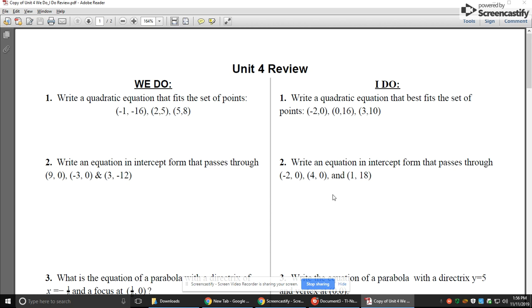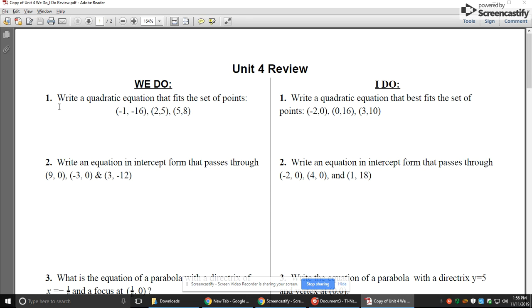Hey everybody, welcome to the Unit 4 review. I'm doing this from my computer rather than from the iPad because there are a number of problems that require me to type them into the graphing calculator, so the only way I can do that is by doing it this way. So just thought I'd point that out. I'm going to go ahead and get started though.